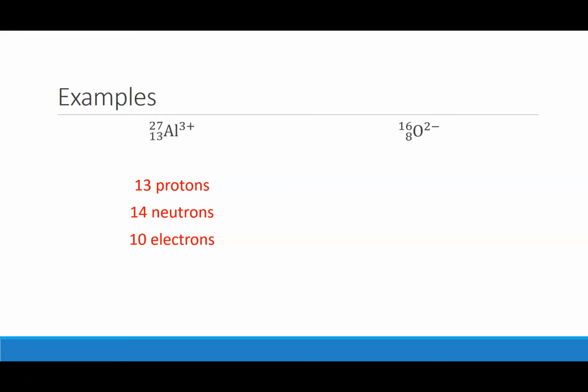The oxide ion has a negative 2 charge, with a mass number of 16 and an atomic number of 8. It has 8 protons and 8 neutrons. If it is neutral, it would have 8 electrons, but because it has a negative 2 charge, we know that it has gained 2 electrons, and so it has 10 electrons.